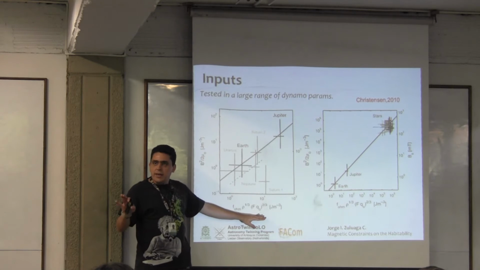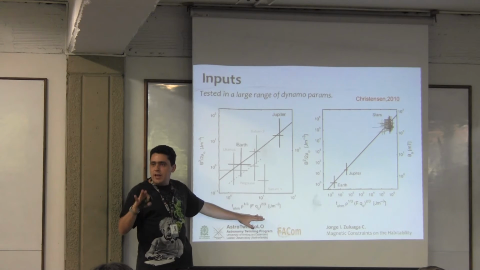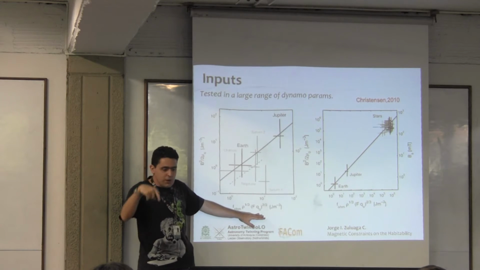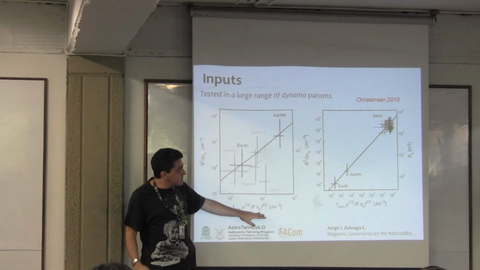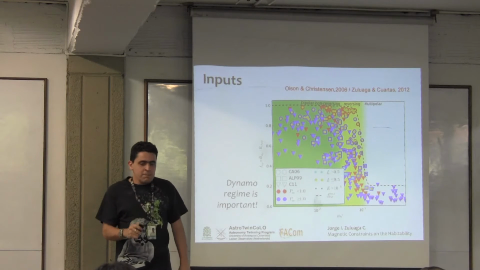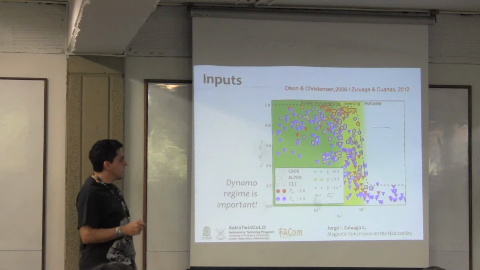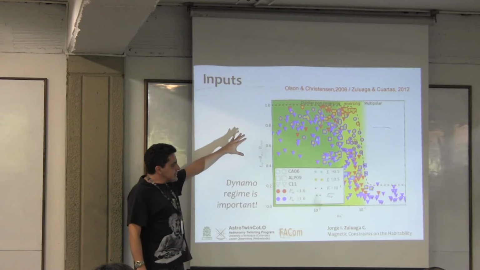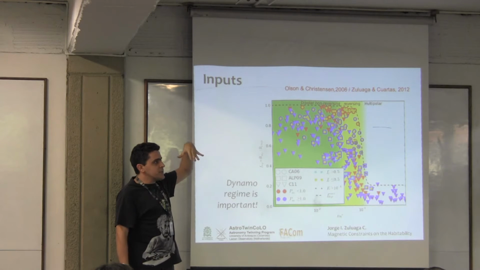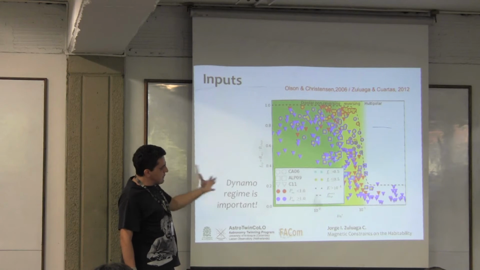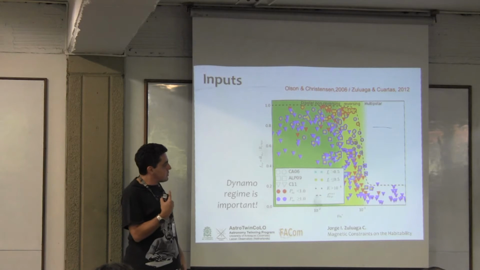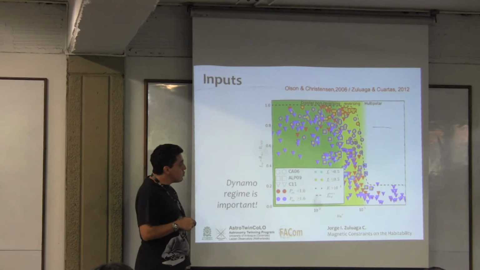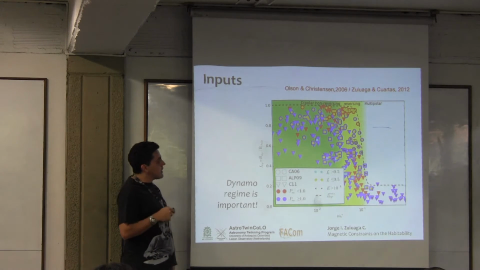So this fact has explained a lot of things we have observed here in the solar system. But what has been observed in labs and in numerical experiments is that actually there is an indirect dependence on the rotation rate through what's called the dynamo regime.